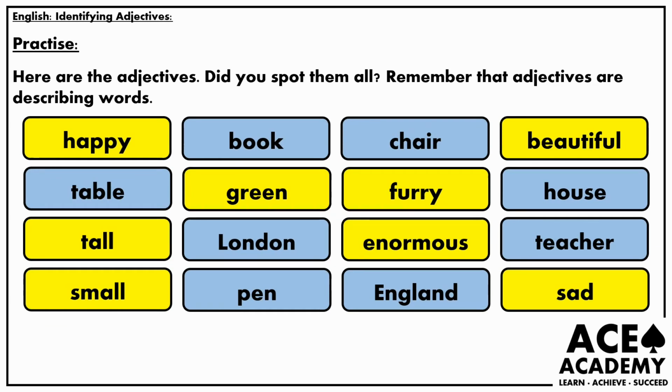Here are the adjectives in the list, in yellow. Did you spot them all? Remember that adjectives are describing words. I'll read them for you. Happy, beautiful, green, furry, tall, enormous, small, sad.